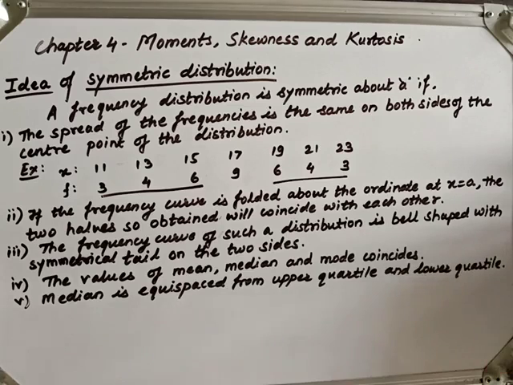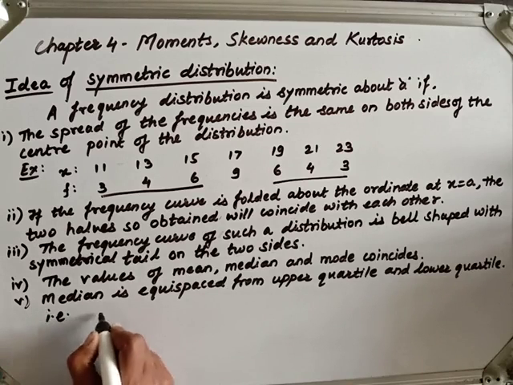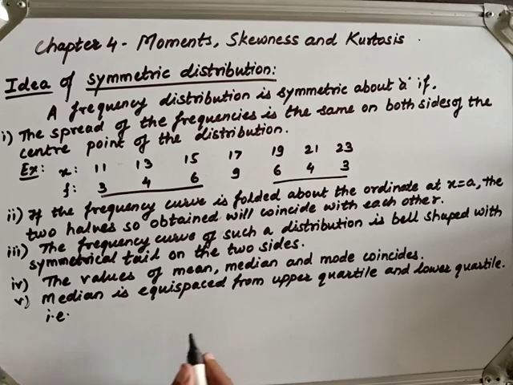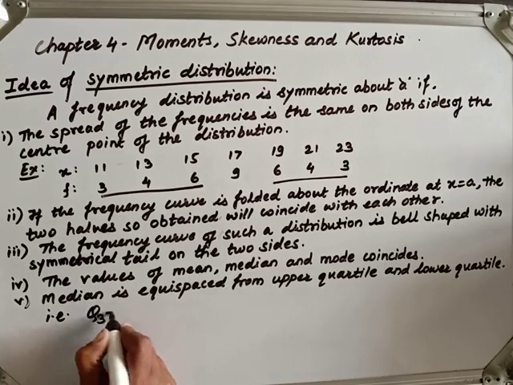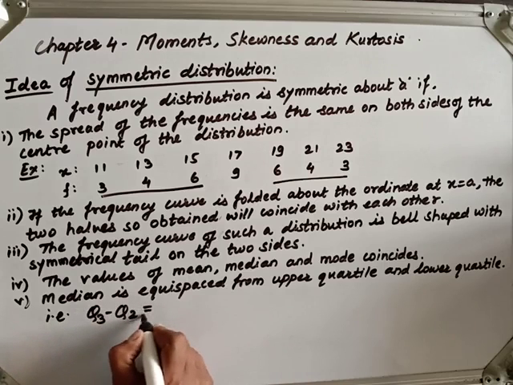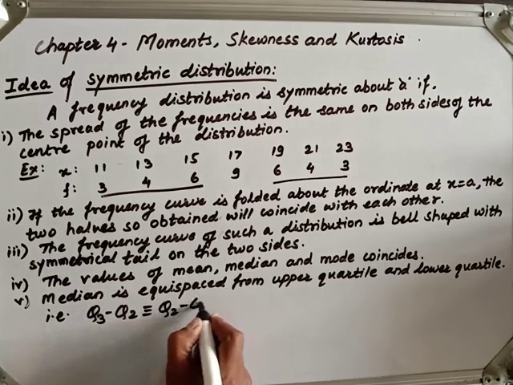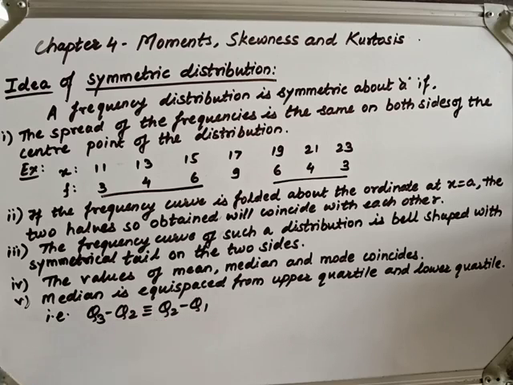It is equispaced from both of them. Okay, that is what you know. Q1 is the lower quartile, Q2 is the median, and Q3 is the upper quartile. So we can say Q3 minus Q2 is the same as Q2 minus Q1. This is the meaning of this one.